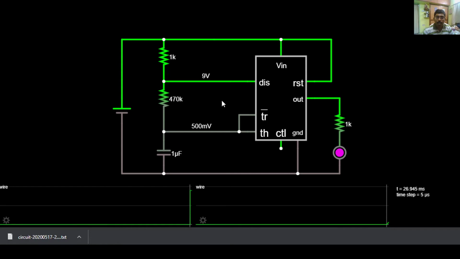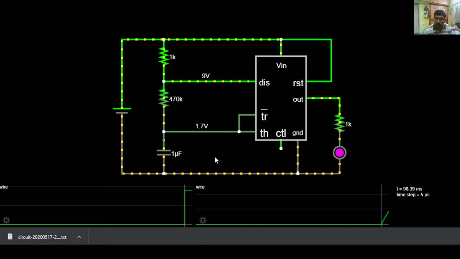This 555 IC is connected in Astable Multivibrator mode. This graph shows the voltage across the discharge pin and this graph shows the voltage across the trigger and threshold pin. Now let's start simulating the circuit.